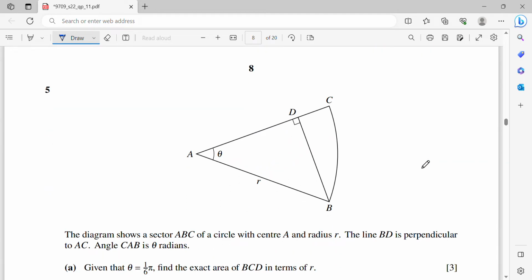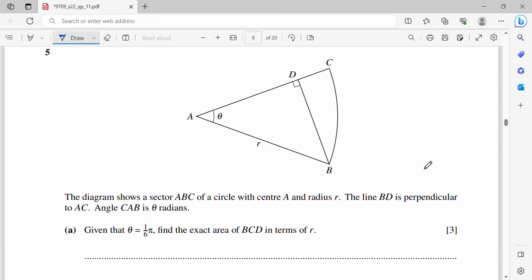Now, question 5. The diagram shows a sector ABC of a circle with center A, this is center A, and radius R. The line BD is perpendicular to AC. Here is perpendicular. CAB is theta radians. So CAB, all are given in the diagram. Now part A, given that theta equals pi over 6, find the exact area of BCD. So BCD means this part.